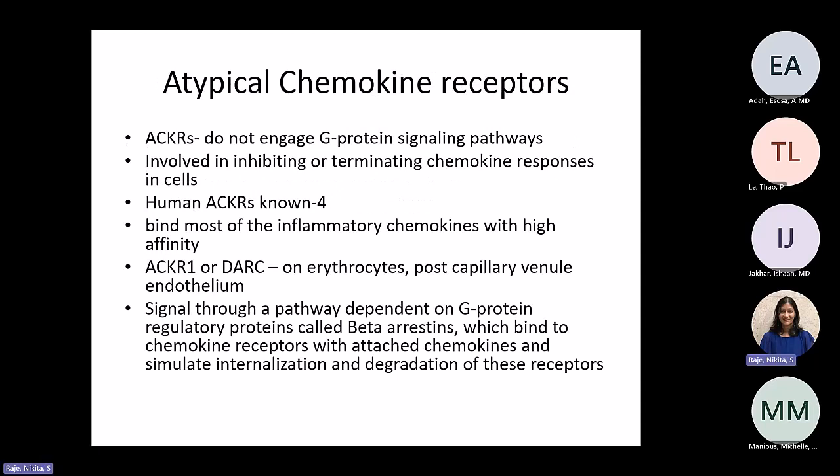There are some atypical chemokine receptors. So ACKR stands for atypical chemokine receptors. They do not engage the same kind of G protein signaling pathways. There are 4 of those, and they bind to most of the inflammatory chemokines. One example is ACKR1 or DARC that's present on erythrocytes. The signaling is through a pathway that is dependent on G protein regulatory proteins called beta arrestins.